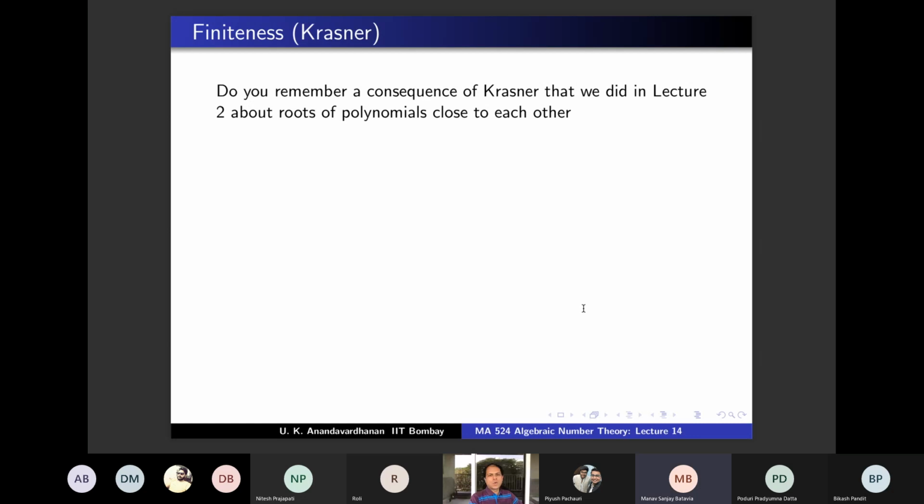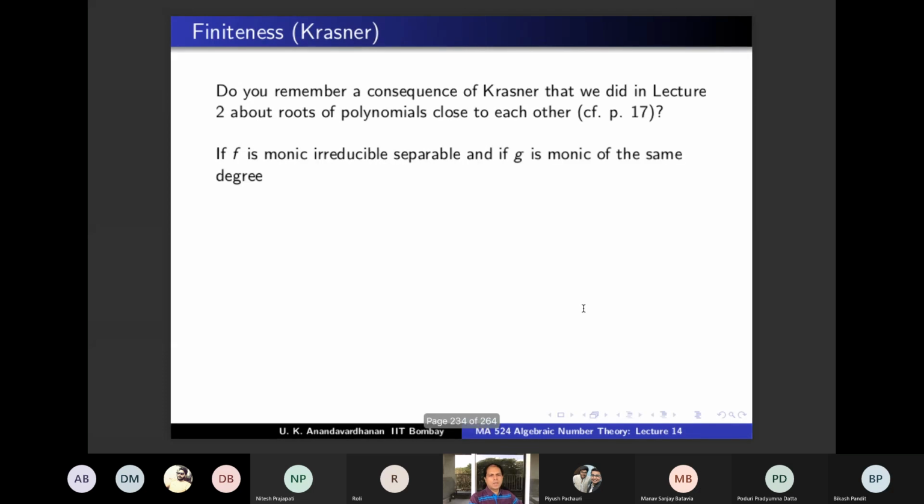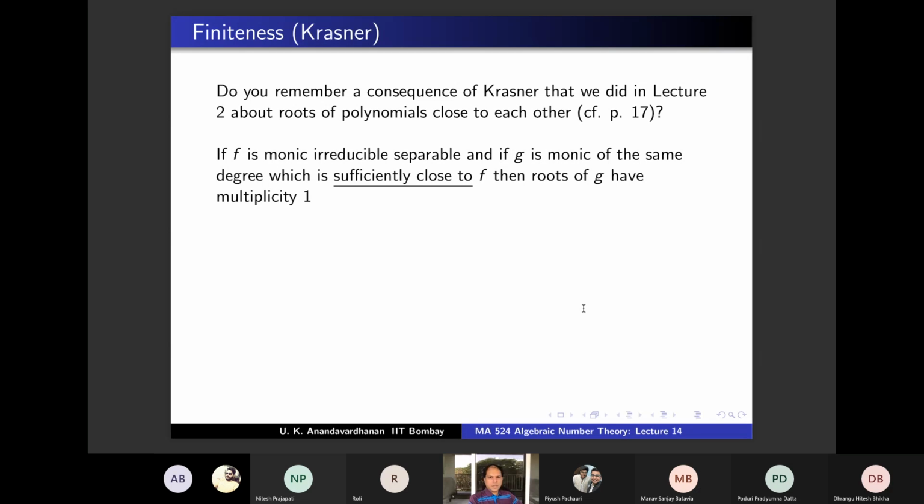So, roots of polynomials close to each other. This is the statement; I have cut and pasted it. If F is monic, irreducible, separable, and if G is monic of the same degree as F, I'm not saying G is irreducible, or that G is separable, anything like that. It all can be concluded. So if G is sufficiently close to F, we did not make it effective, then roots of G have multiplicity 1.